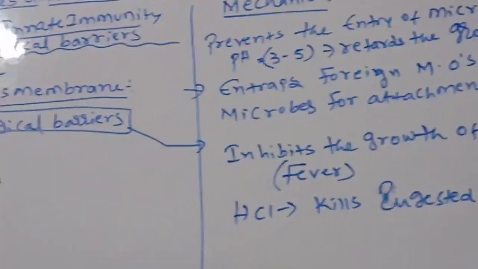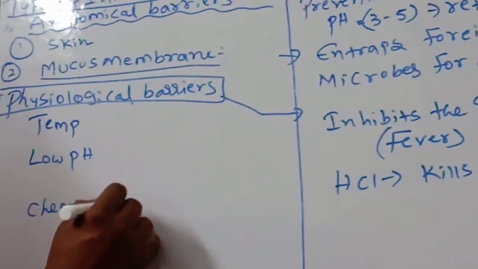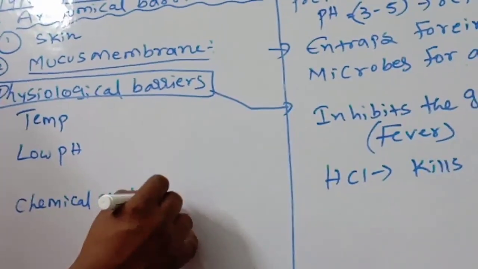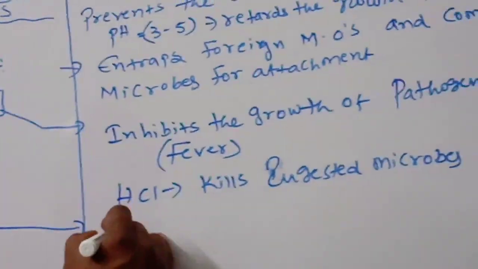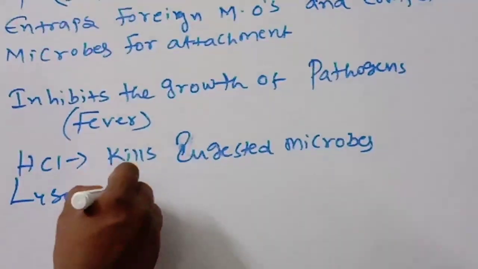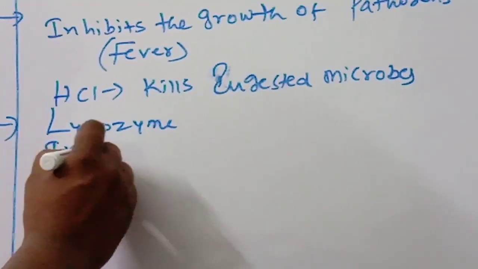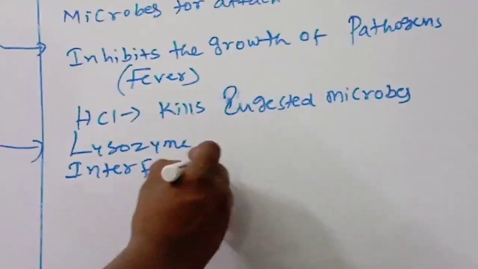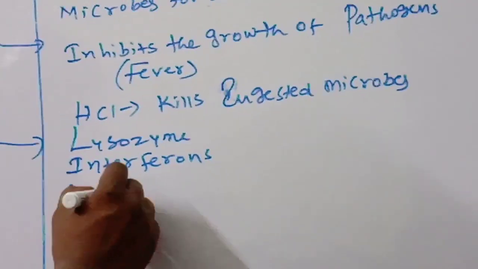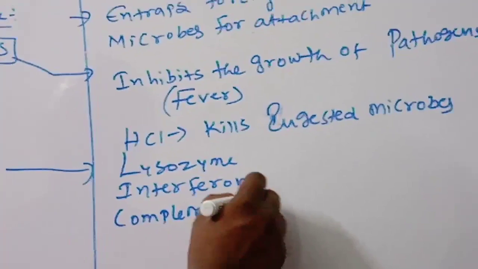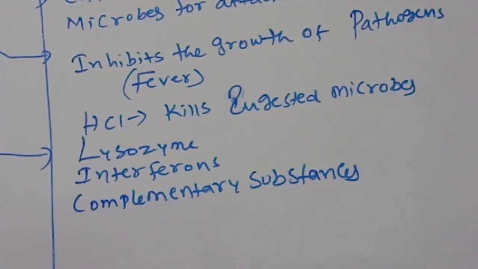Next one, chemical mediators. Also very important to control infection. What are the chemical mediators? Lysozyme, which is very important. Interferons. And complement proteins. Complement substances are very important.